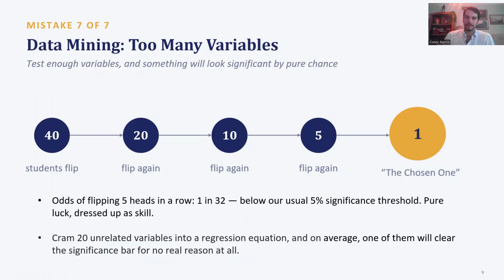Mistake 7 is data mining. In this case, it's testing so many variables that something is bound to look significant, even if it's just by chance. So here's a classroom demonstration. 40 students flip coins, and each round, all of the tails are eliminated until one student has flipped heads 5 times in a row. The odds of that occurring are about 1 in 32, so it's below our usual 5% significance threshold. But in this case, it's pure luck. It's not skill. Now imagine you can't watch it happen. You just see the coefficient in the spreadsheet. Cram 20 unrelated variables into a regression equation, and on average, one of them will clear the significance bar for no reason at all.